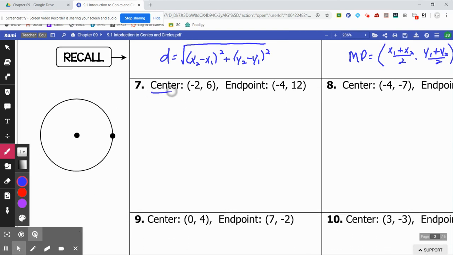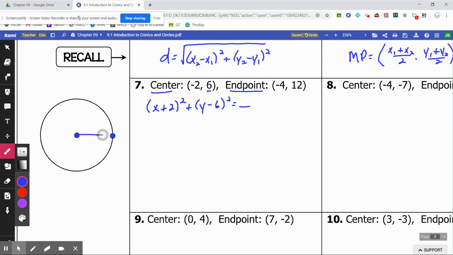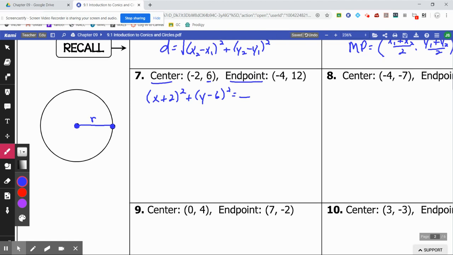So if we're given a center of a circle and an endpoint, that means we're given the middle and the endpoint. So the first part's easy. The center has gotten shifted left 2, so we're going to do x plus 2. Plus the center has moved up 6, so that's going to be y minus 6. However, we don't have a radius. But we're given a center and an endpoint. A radius is the distance from the center to the endpoint. So now all we've got to do is find the distance from here to here.